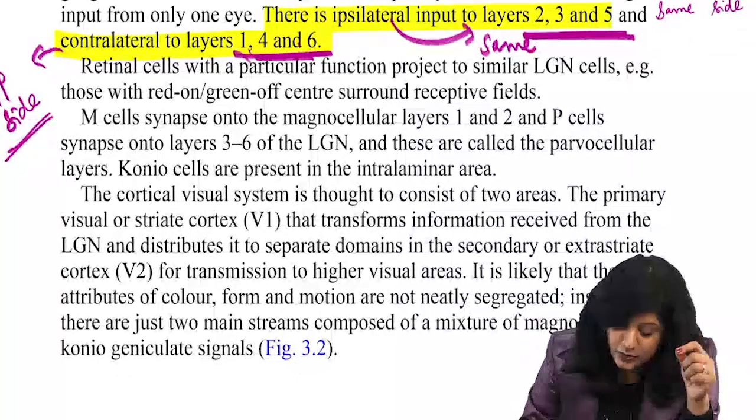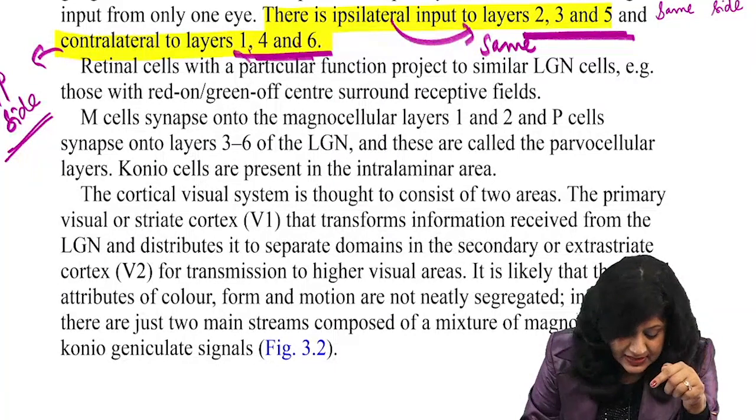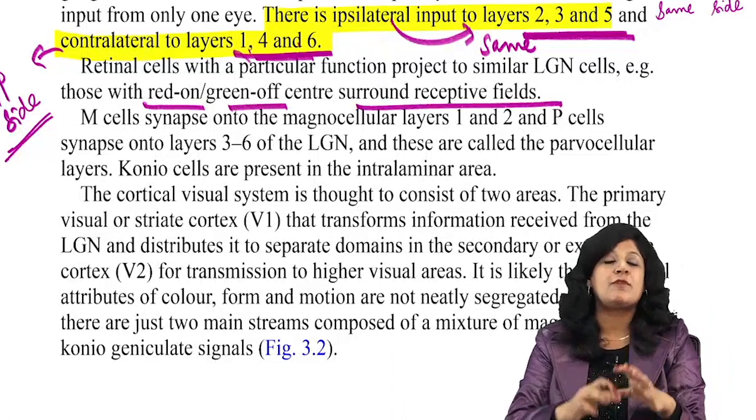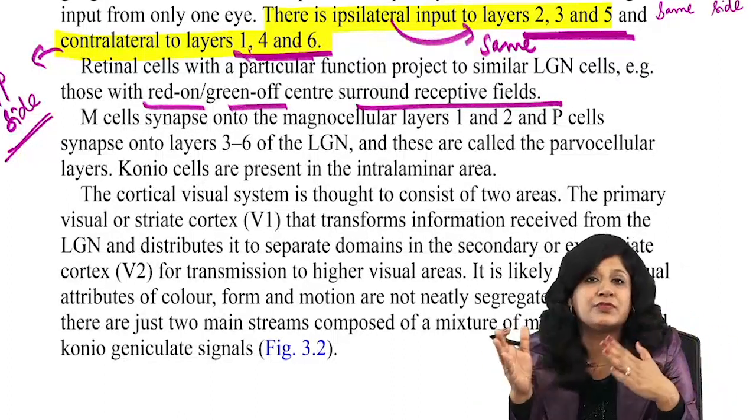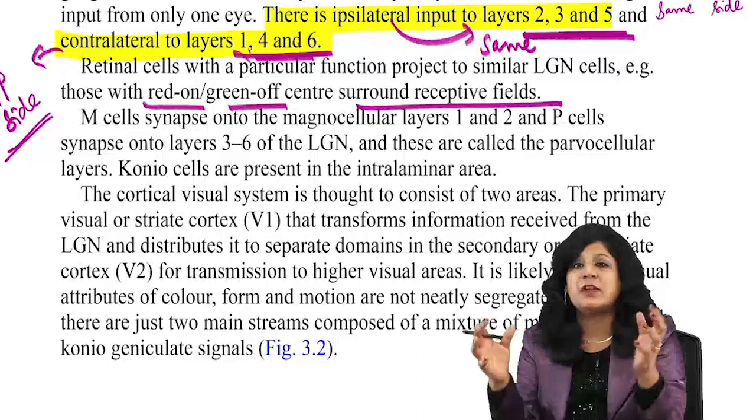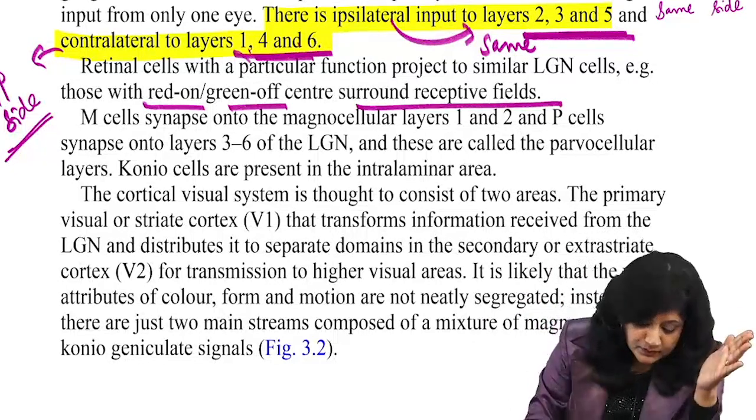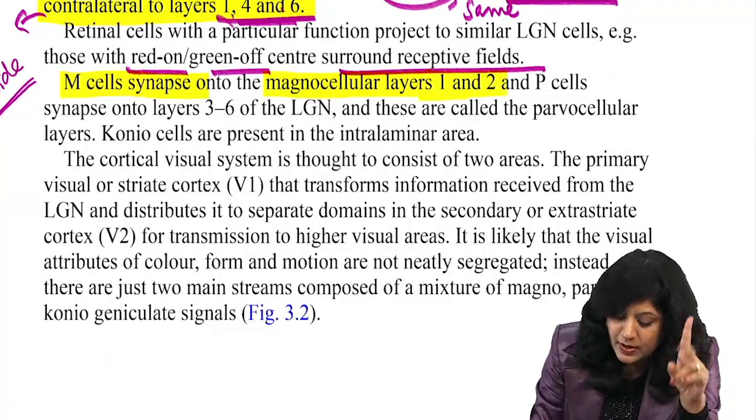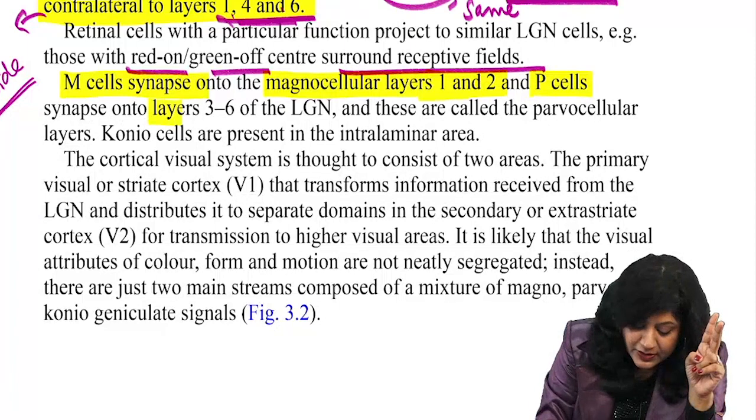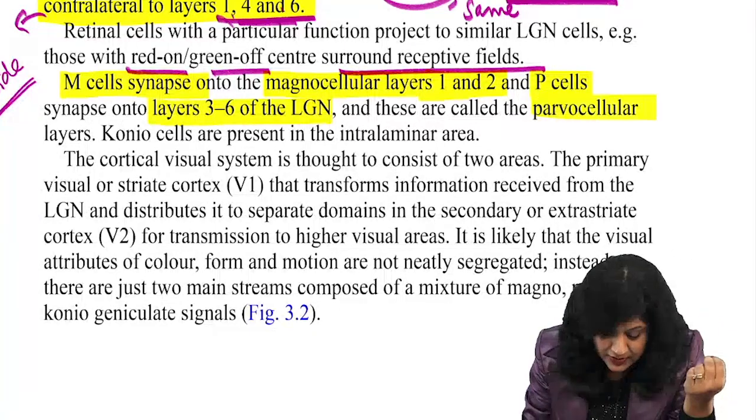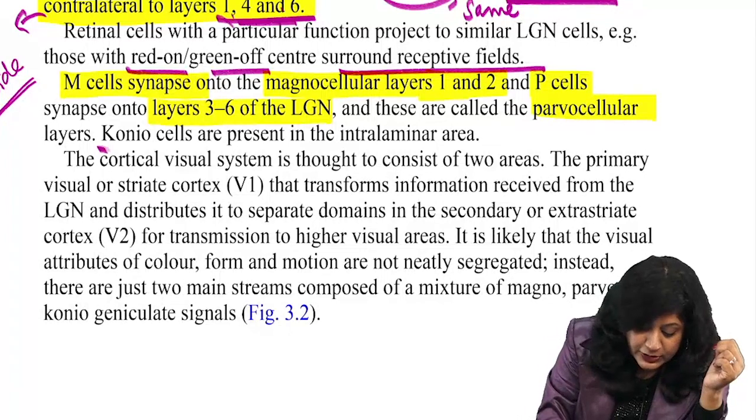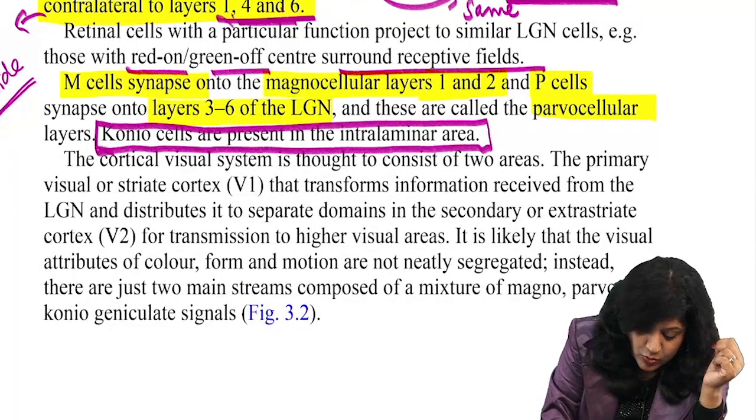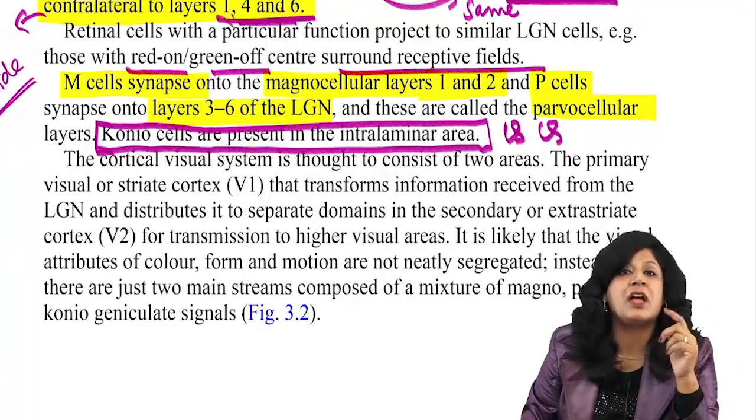Now the retinal cells with a particular function project to similar lateral geniculate nucleus cells, for example, those with red on, green off center surround receptor fields. They are saying that you have many layers in the lateral geniculate body having different kinds of cells, and those with similar function will be present in a particular layer near each other. So the M cells synapse in the magnocellular layers, 1 and 2. P cells synapse in layers 3 to 6 of the lateral geniculate body, the parvocellular layers, right? While what about your conio cells? Conio cells are present in the intralaminar area.